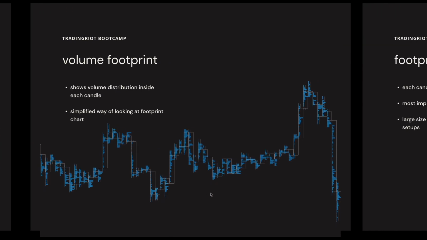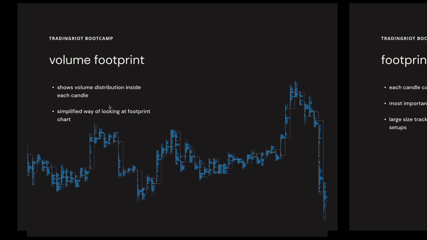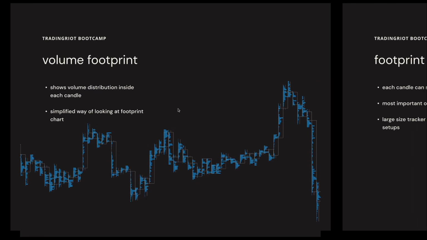Volume footprint shows distribution inside each candle. This is the simplified way of looking at the footprint charts, and this is the way that you will be doing when you will be sticking to the higher time frames. When you are trading the higher time frames, you don't exactly need to know the exact distribution of buyers and sellers. You only need to pay attention to when the volume is getting traded. So for example, in here you can see this larger volume distribution.